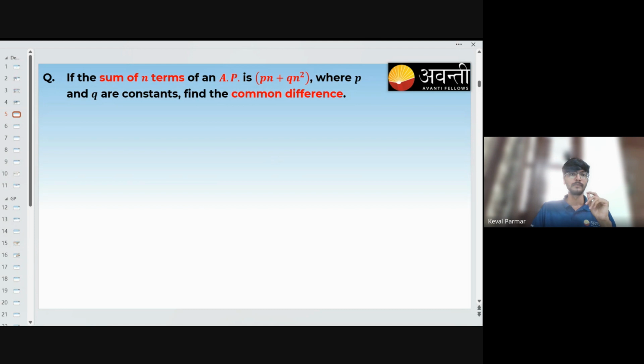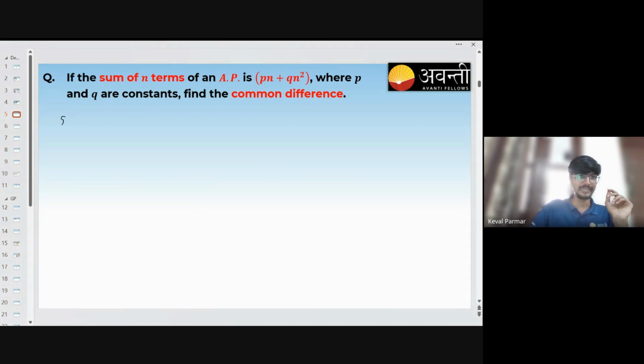Got it? What is the question? Sum of n terms is given and find the common difference. Now, here, let me tell you one thing. We can simplify the Sn formula into a quadratic expression in terms of n. Let's see how we can do it.